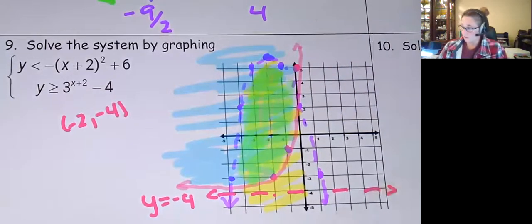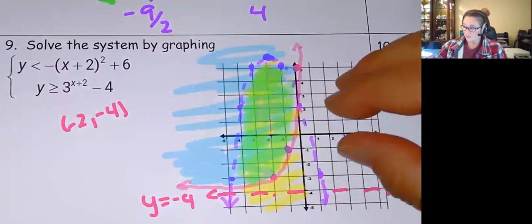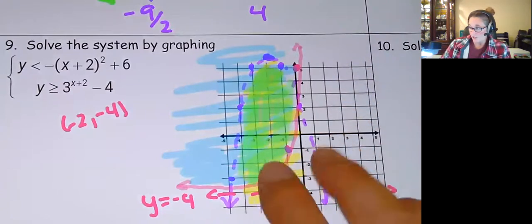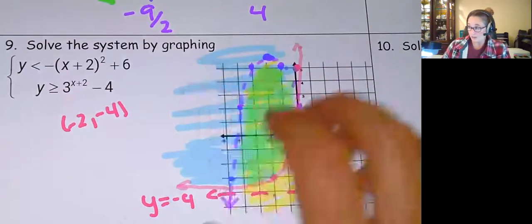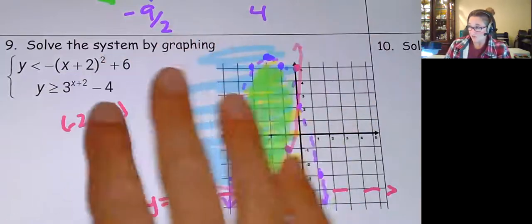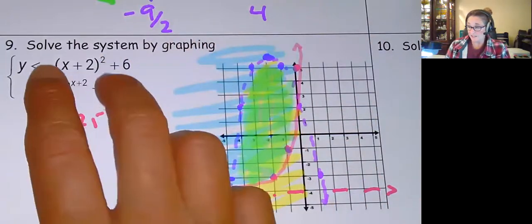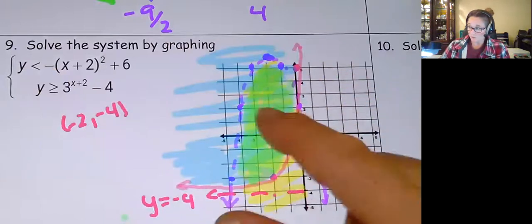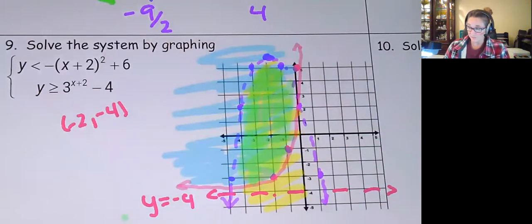Okay, so everything in this section makes nothing true. Everything here in the yellow makes my parabola inequality true. Everything here in blue makes just my exponential true. And here where both colors were, that's my answer. That makes both true.